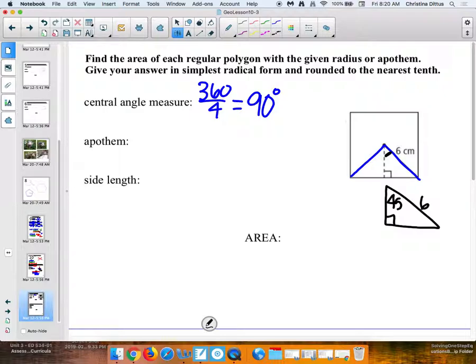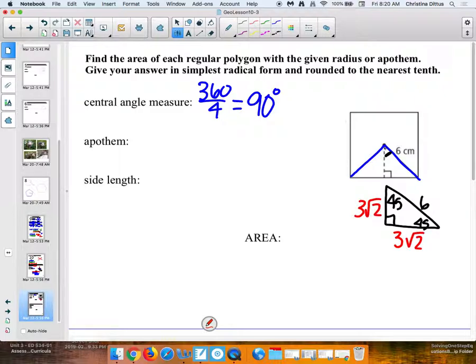Okay, so 6, is it a side length of my square? No, it's the hypotenuse. So we have to do lots of math. If this is 45, 90, what's this angle? 45. Okay, who remembers the 45-45-90 triangles? Go, Liam. Would it just simply be 3 square root of 2? Yes. So 3 square root of 2 here, 3 square root of 2 here.